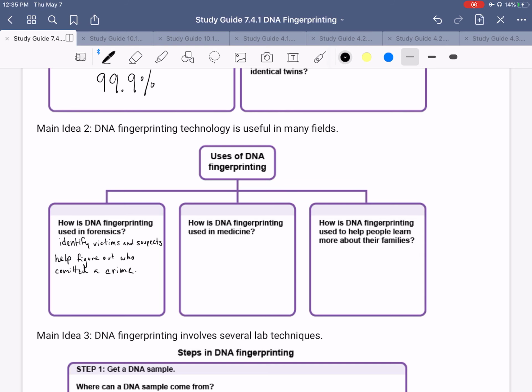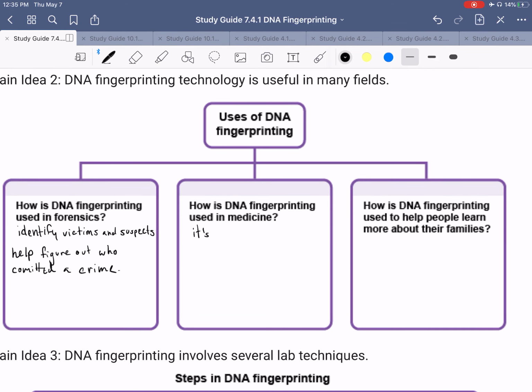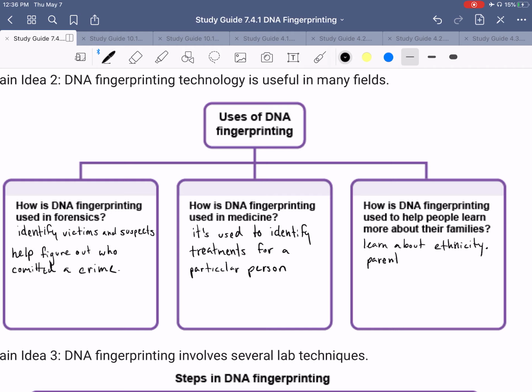So how is it used in medicine? So it's used to identify treatments for a particular person. And how is DNA fingerprinting used to help people learn about their families? So you can learn about your ethnicity. So maybe what country, if you live here in the United States, what country maybe your ancestors came from. And you can figure out the parents of the child. So parentage, you could say your heritage. These are all things that you can kind of figure out.